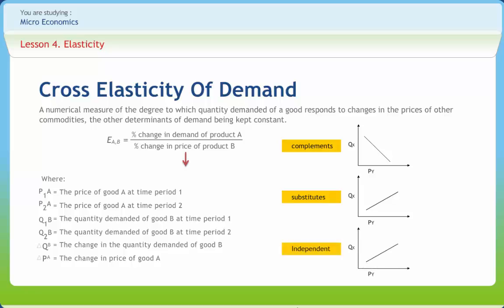Where the two goods are independent, the cross-elasticity of demand will be zero. As the price of one good changes, there will be no change in demand for the other good, as represented in the diagram of independent goods.